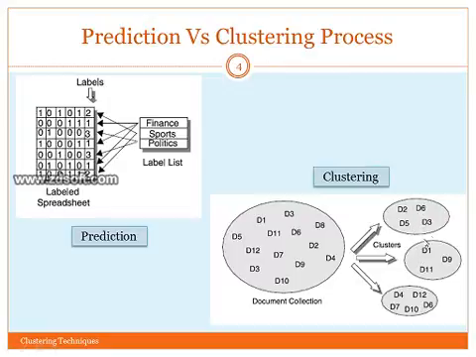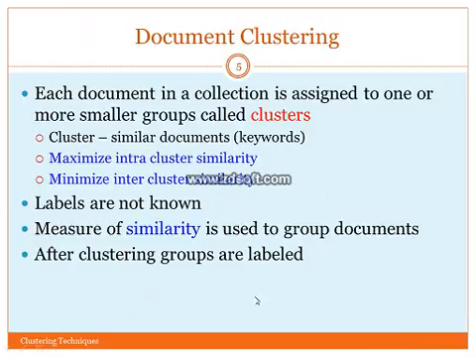So after clustering all these based on the similarity levels, finally we have to label each and every cluster, which in classification is already given, but in clustering is not given. The machine has to automatically label it based on some mechanisms.